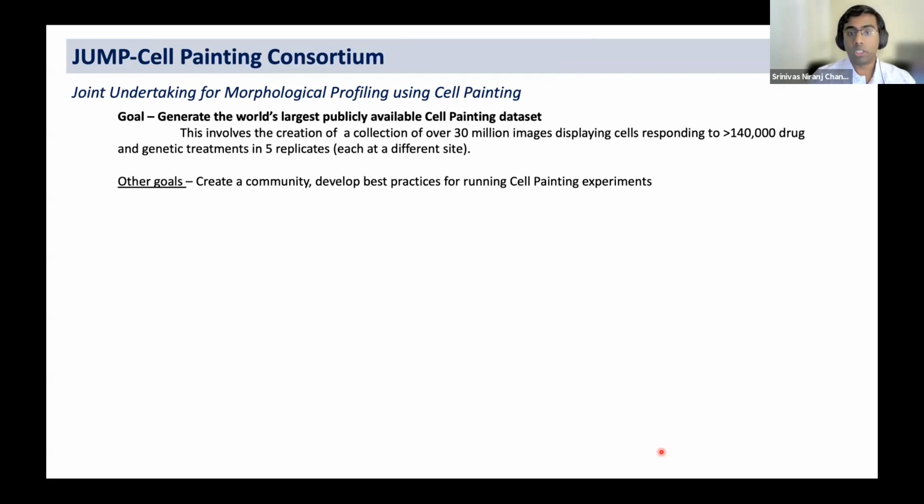And the most interesting thing about this experiment is that the data for each of these 5 replicates will be generated in 5 different sites. That makes this data set extremely valuable because of the diversity, the different kinds of equipment and personnel that went into generating this data set. The other goals of this consortium itself are to create a community of people working in morphological profiling using cell painting, and also to develop best practices and communicate them to the rest of the community.